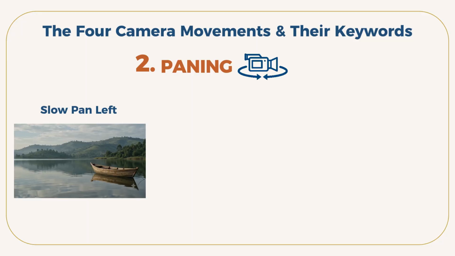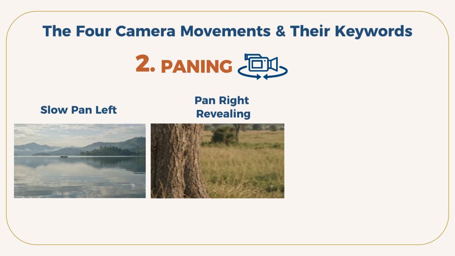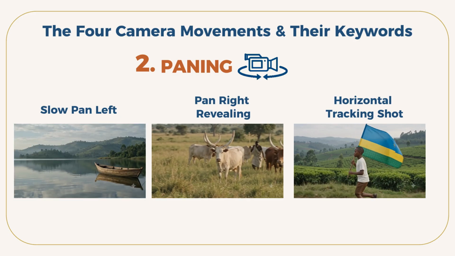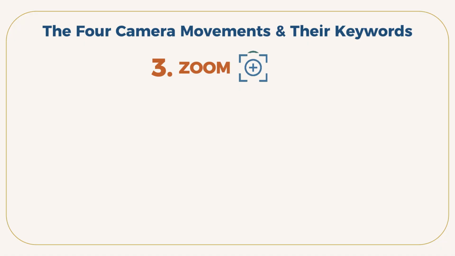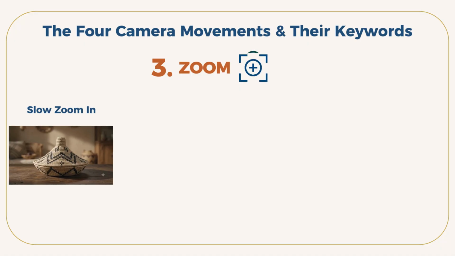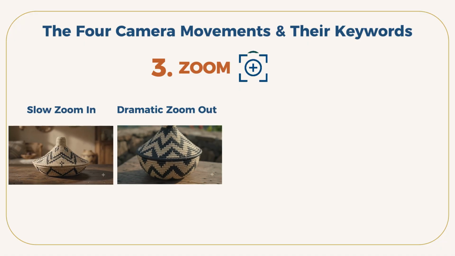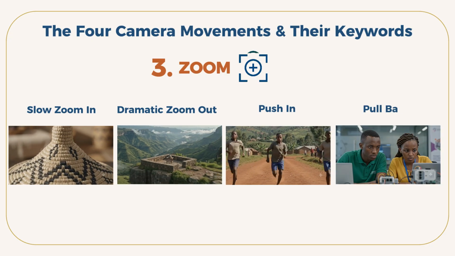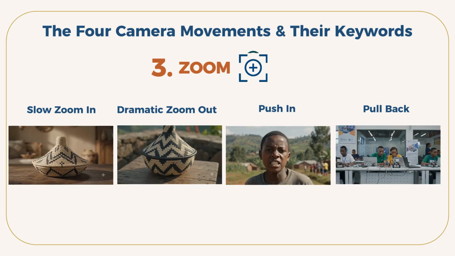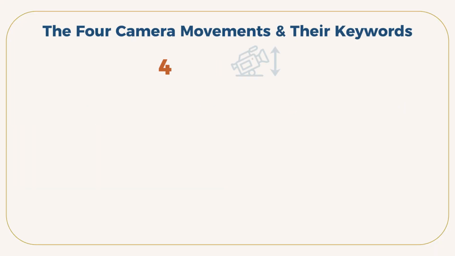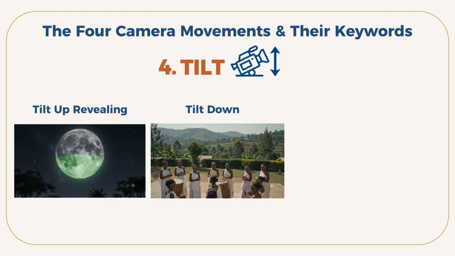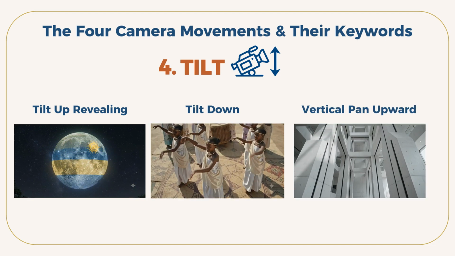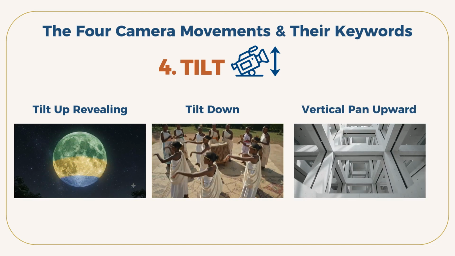Use slow pan left, pan right revealing, or horizontal tracking shot to move the camera sideways across the scene. Third, zoom. Use slow zoom in, dramatic zoom out, push in, or pull back to move the camera toward or away from your subject. Fourth, tilt. Use tilt up revealing, tilt down, or vertical pan upward to move the camera on a vertical axis.